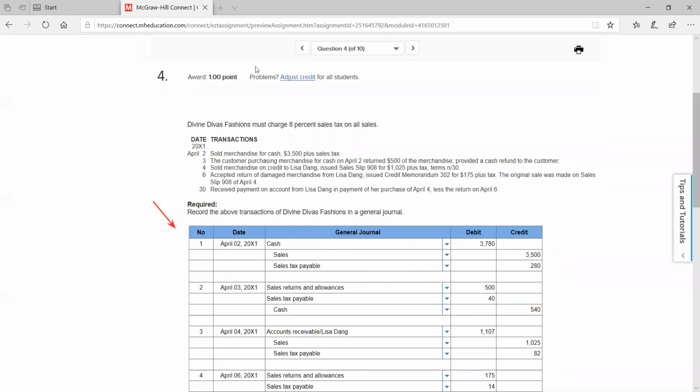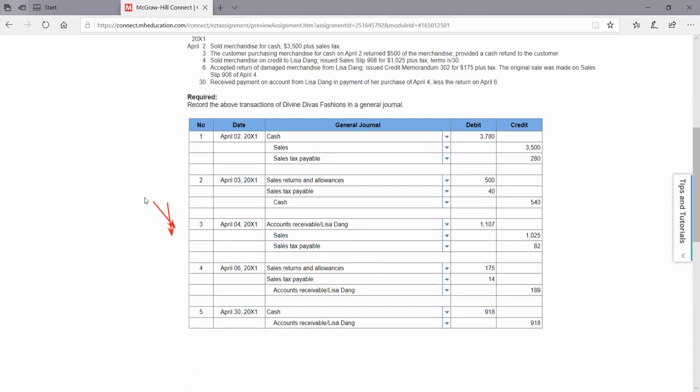All right, on the 4th, again, sold merchandise on credit. This one, again, is a simple sales transaction. You've seen this one already. You debit your receivable for both the sale and the sales tax, and then note there's your merchandise sale, and then there's your sales tax of 8%.